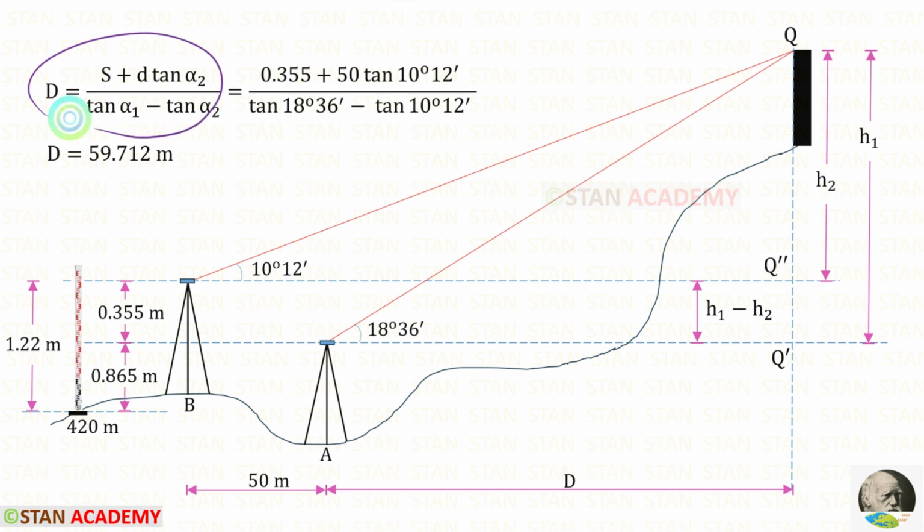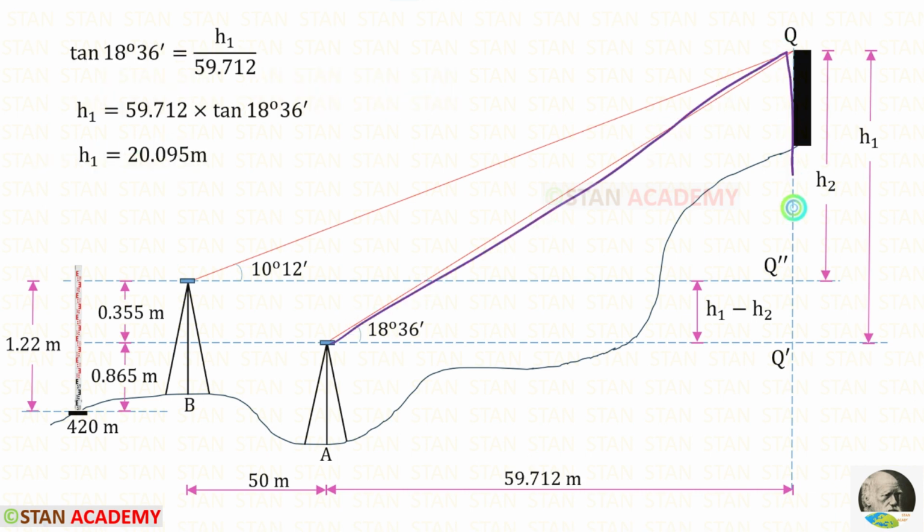Using this formula, we can find the distance D. Yes, just before we have got S as 0.355. D is 50. Alpha 1 is 18 degree 36 minutes and alpha 2 is 10 degree 12 minutes. For the distance D, we will get 59.712 meter.